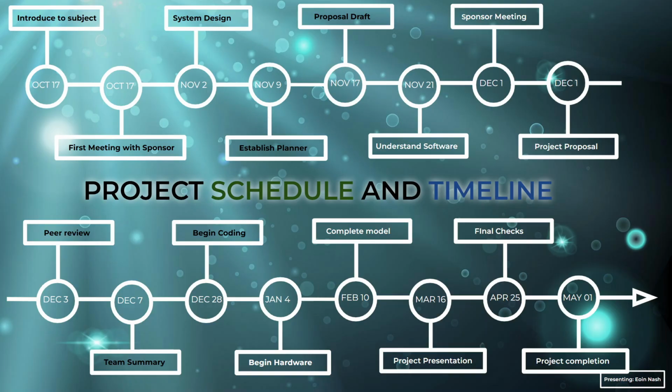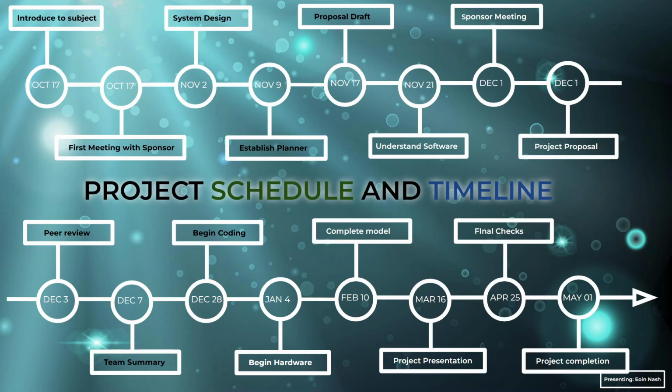But then on November 2nd, we started with the system level design, and we started doing block diagrams, state diagrams, everything that was necessary. And we established a planner a week later, on November 9th, to have everything ready to go as a checklist and possible deadlines that we would need. It's flexible, so it allows us to finish before the project is due. However, it's best to have those deadlines as they are. And on November 17th, we finished our proposal draft.